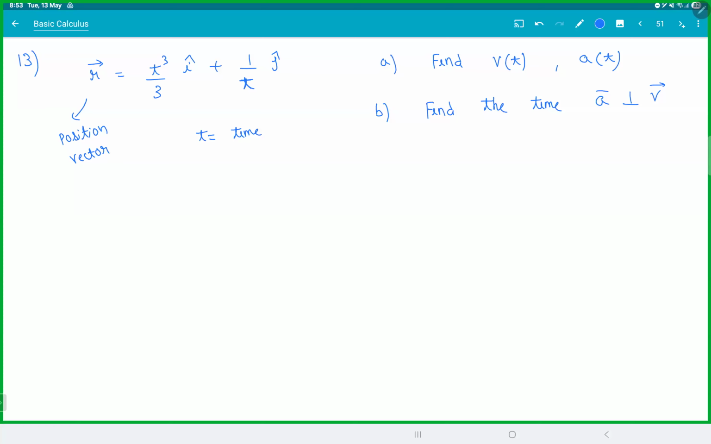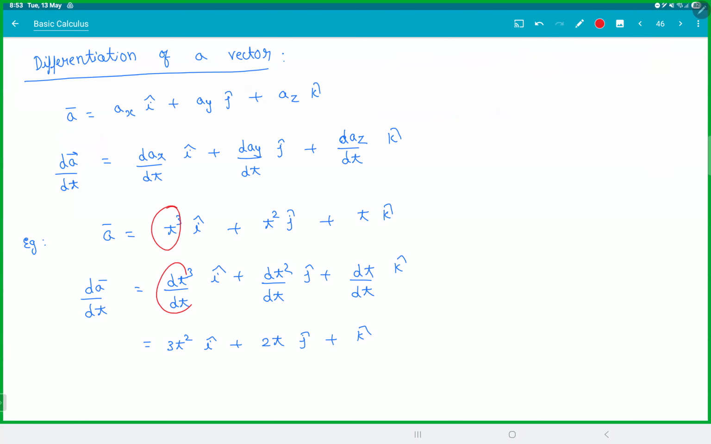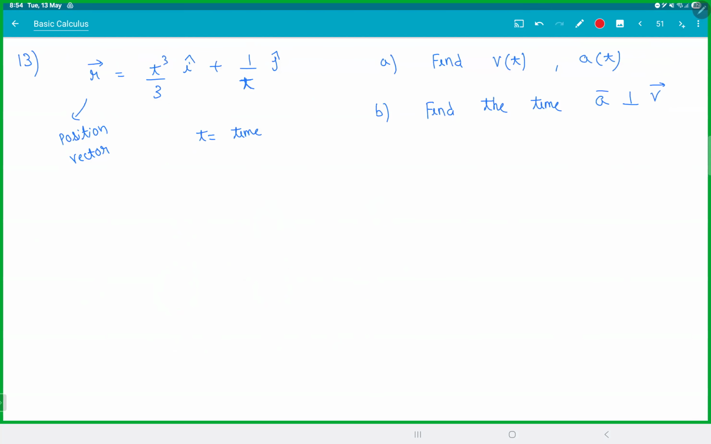Let's get this. How to differentiate a vector? That was the last thing we did in the last class. When you have to differentiate a vector, you simply differentiate the i component, j component, and then just put i cap, j cap. So it's not really that different differentiation. It is the same thing. Find v of t, a of t, velocity as function of time, acceleration as function of time, and find the time when a and v are perpendicular. Get the time.